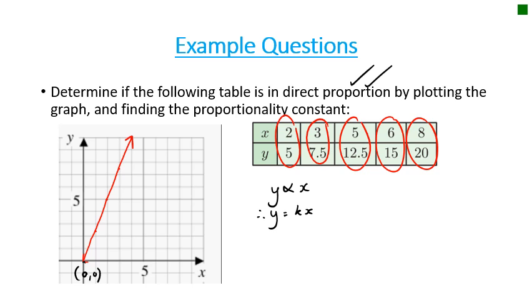I'm going to now put in a set of coordinates. Let's choose the first one. That's pretty easy. Therefore, 5 must equal k lots of 2, or you could write 2k. Therefore, k is going to equal 5 divided by 2. So our constant is 5 divided by 2. If we wanted to then rewrite the equation that connects x and y, we would say y equals 5 over 2 x.